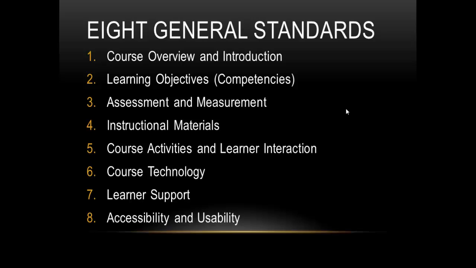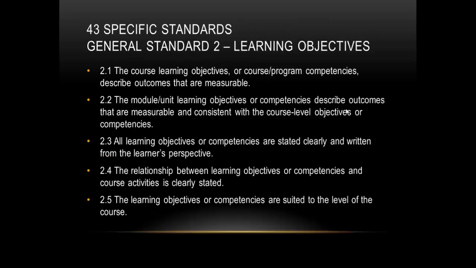Now let's take one of these and look at it a little more specifically. We're going to move to the medium level. Okay, we're going to talk about learning objectives, and if they're evaluating your learning objectives, you've got 5 specific standards, 43 total, but 5 in this clump. It says that your course objectives are measurable. It also says that your unit or module objectives are measurable and they're consistent. It says that the relationship between the learning objectives, what they're supposed to learn, and the course activities is clearly stated. In other words, here's why you're doing this.